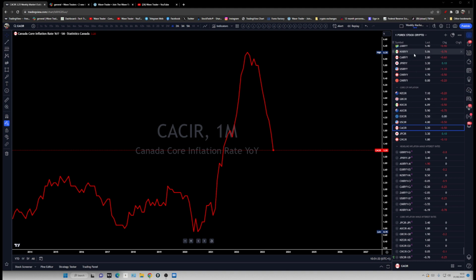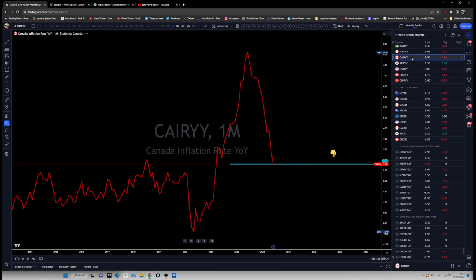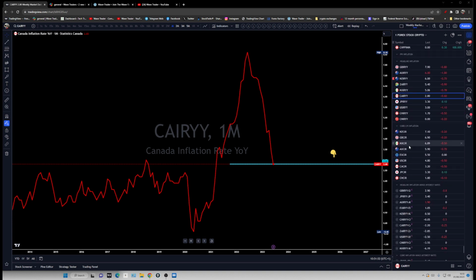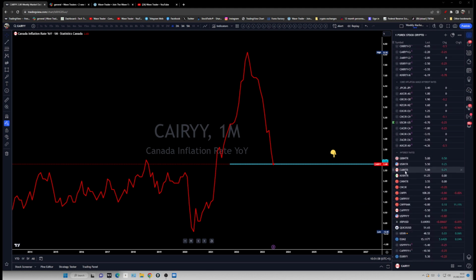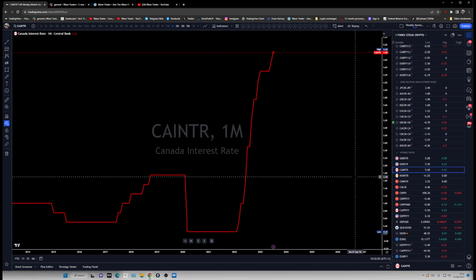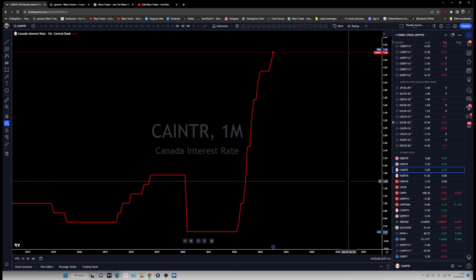If I look at the headline inflation, it is standing at 2.80. So 2.80 and 3.20, very much close to the 2%. If I look at the interest rate, the Canada interest rate is standing at 5%, very well above the headline inflation and core inflation.